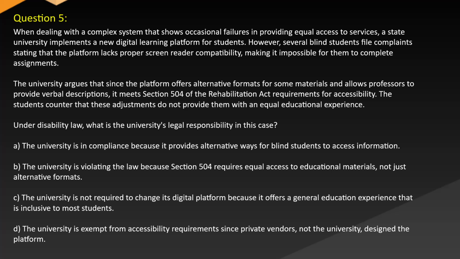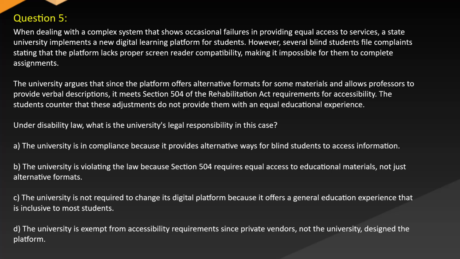However, several blind students file complaints stating that the platform lacks proper screen reader compatibility, making it impossible for them to complete assignments. The university argues that since the platform offers alternative formats for materials and allows professors to provide verbal descriptions, it meets Section 504 of the Rehabilitation Act requirements for accessibility. The students counter that these adjustments do not provide them with an equal educational experience. Under disability law, what is the university's legal responsibility in this case?